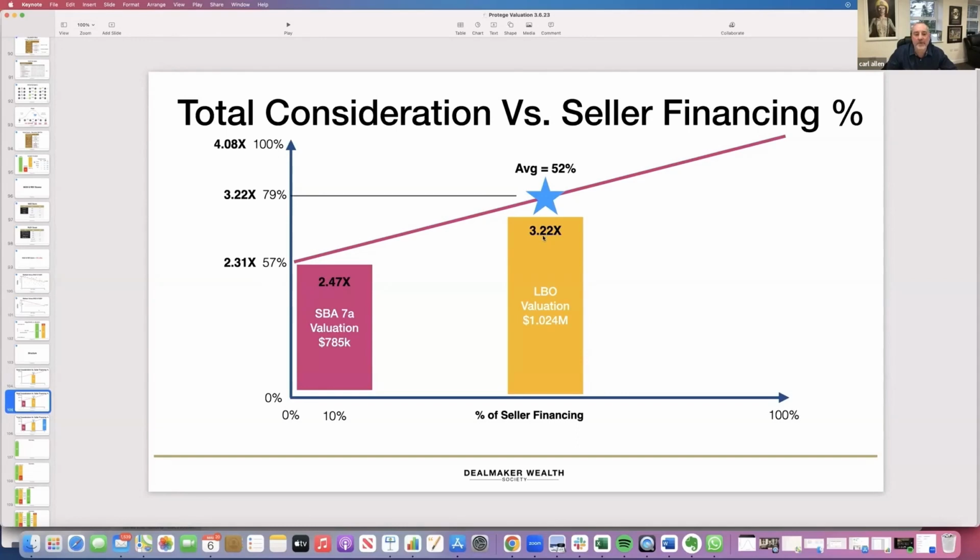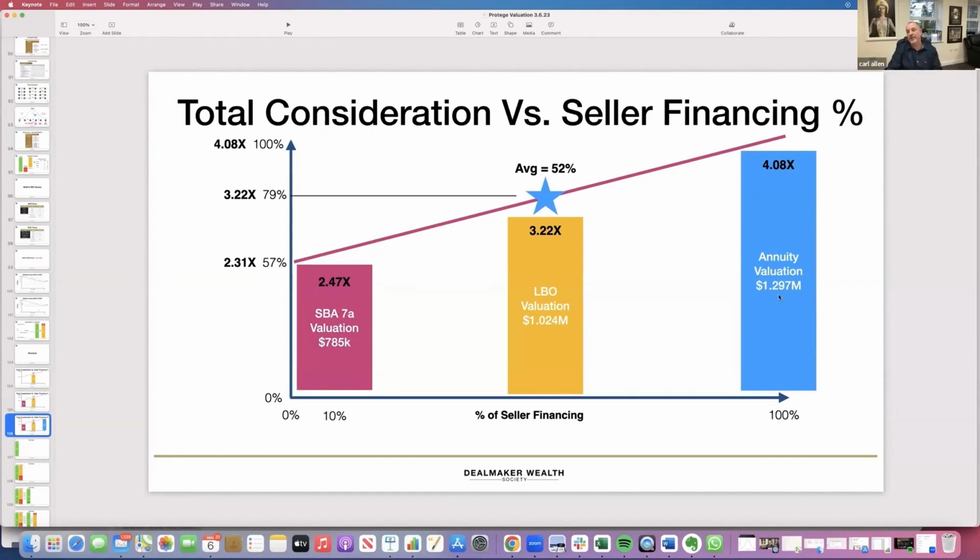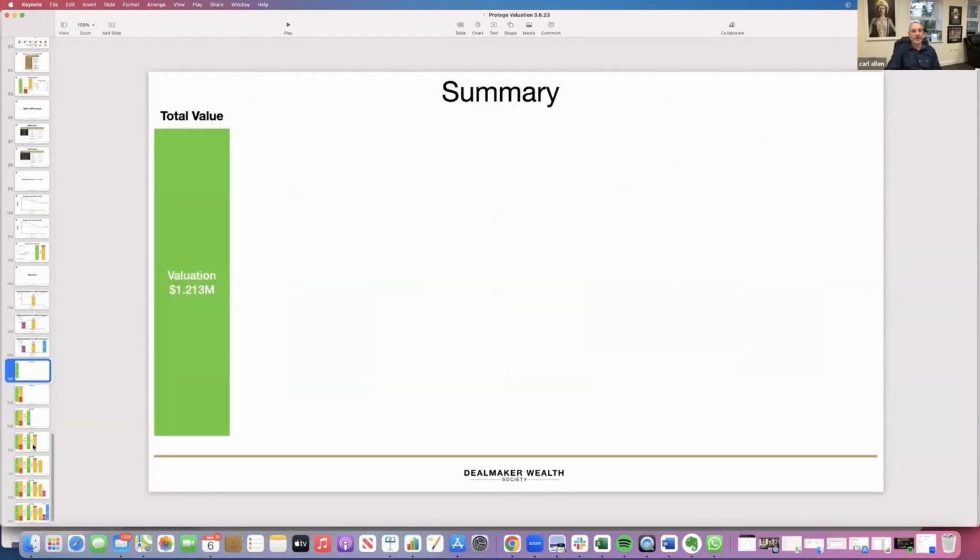So if we were going to be paying on average a 3.22x multiple for an LBO, we're going to be paying just under 2.5 times if we're doing an SBA. And then if we're doing an annuity deal, it's going the other way. So an annuity deal would be a higher valuation. It would be close to 1.3 million and slightly above a 4x multiple. So this is the summary.